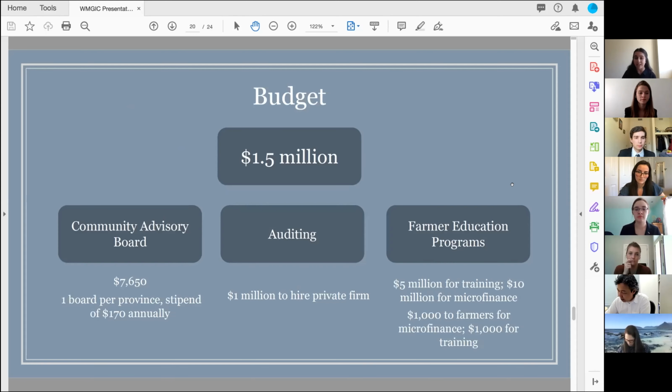Also, in terms of auditing, we have estimated that about $1 million will be required to hire a private firm to take on this task. In the farmer education programs, we have split it down between the training costs, microfinancing, and we've broken that down into various levels, seen below.